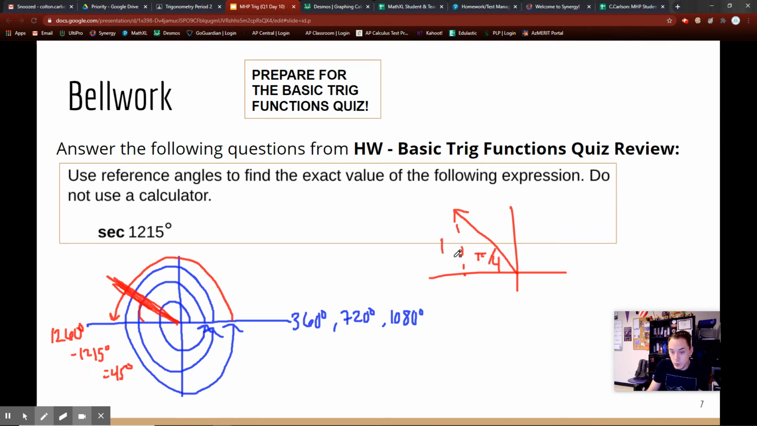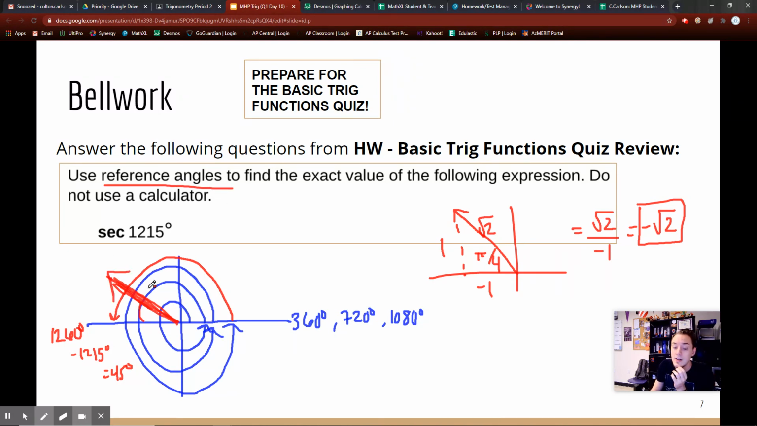Which means this is 1, this is -1, and this is radical 2, which means secant is going to be the reciprocal of cosine. Cosine is adjacent over hypotenuse, so that means this is going to be hypotenuse, radical 2, all over adjacent, which is -1, which reduces down to negative radical 2. Okay? That's how you use reference angles to solve for this.